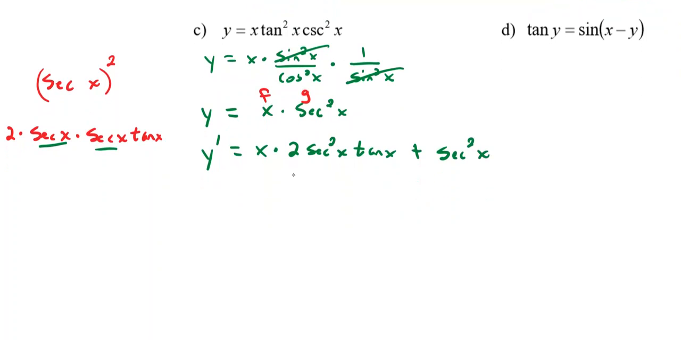Now, looking at this one, is there anything we can combine? What can we do here? Well, I think all we can really do is look at the secant squared x's in both terms, and we can factor that out. So let's just do that last. That would be secant squared x, and then you'd be left with 2x tan x plus 1.